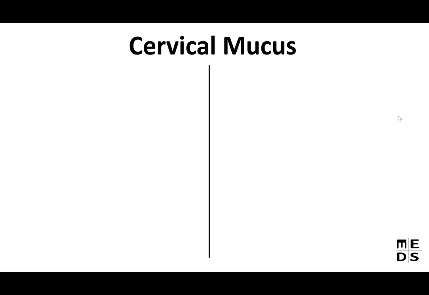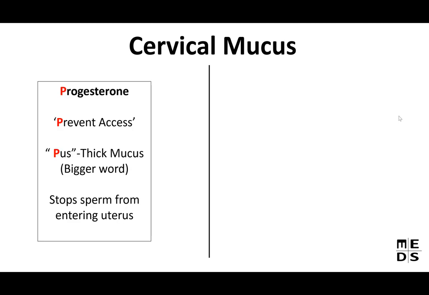Okay, cervical mucus. I got a question on these, and it's kind of annoying, so I just wanted to give you guys a little bit of a heads up as to which one does what. So progesterone, it's going to prevent access. So when you think about it, it's going to be in the luteal phase. It's in the part where it's supporting the endometrium. It's assuming that the sperm is already on its way.